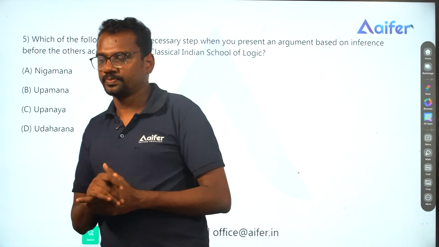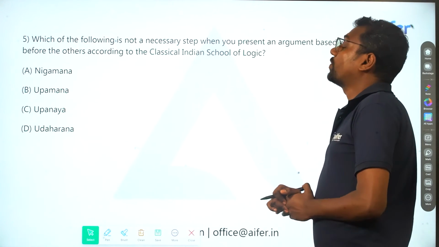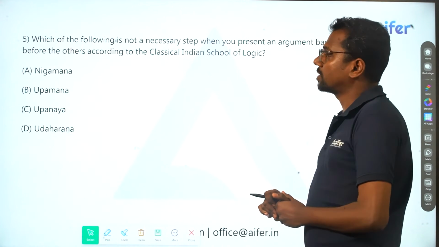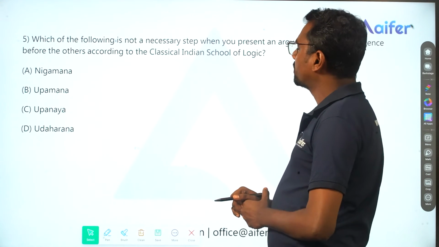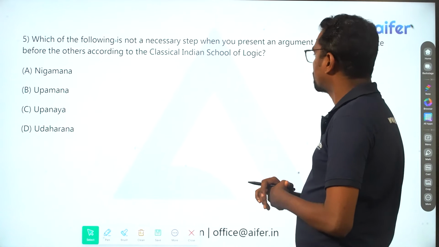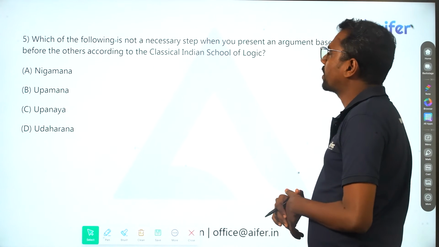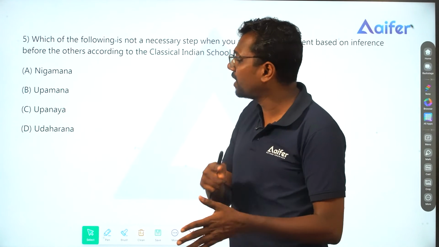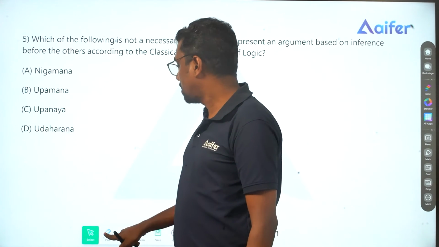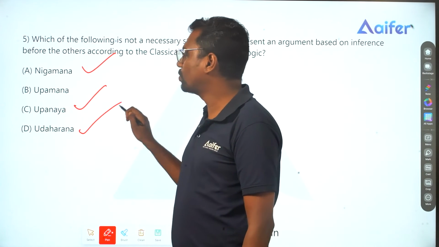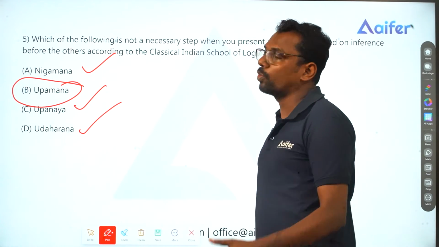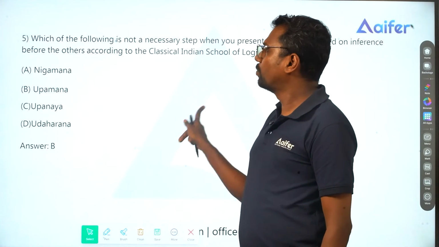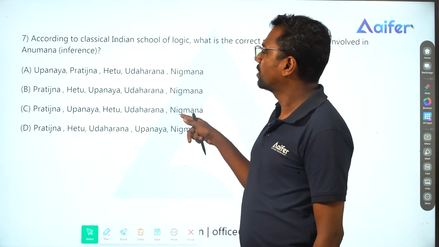So this is the first one. Which of the following is not a necessary step when you present an argument based on inference according to the classical Indian school of logic? Based on inference, based on Anumana, we have Pratigna, Hetu, Udaharana, Upanaya, Nigamana. So we have Nigamana here, Upanaya here, Udaharana here, but we don't have Upamana. Upamana comes under Pramana. Then moving to the next question.